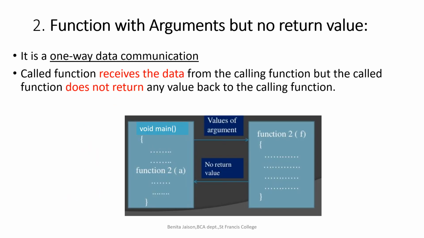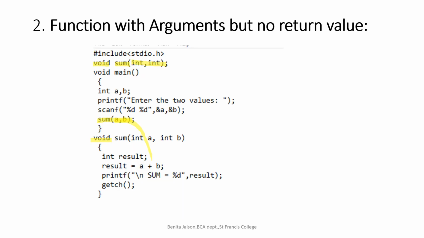The second category is function with arguments but no return value. This ensures there is one-way data communication. When we pass arguments from the calling function to the called function, there is one-way data communication. The called function receives data from the calling function, but no data is returned from the called function. In this example, the function name is sum. In the declaration itself, we have indicated that there is no return data type, meaning there is no return value, but the arguments are two integers.